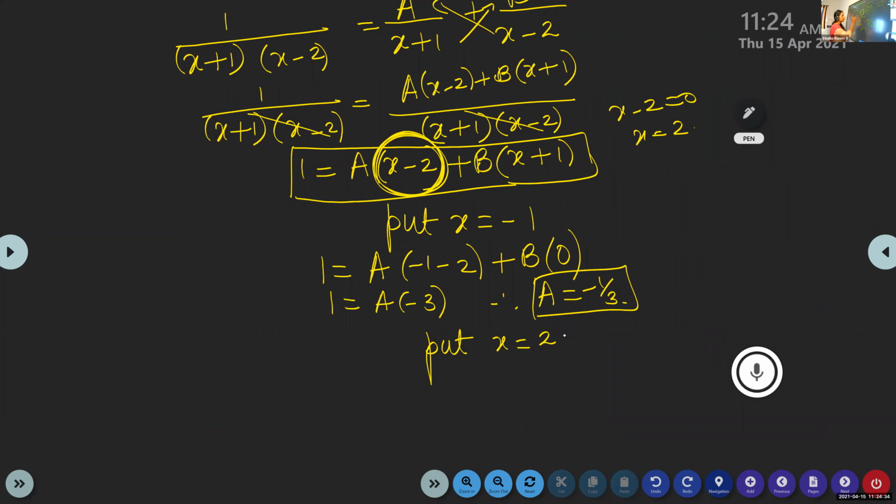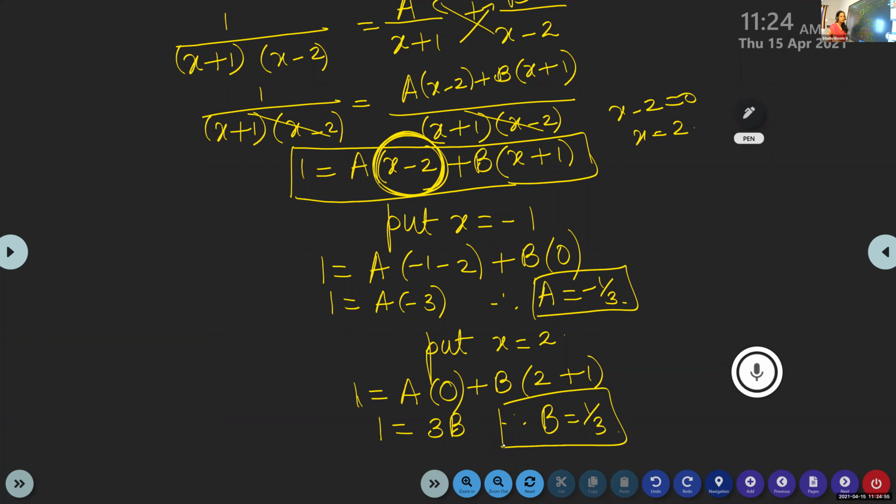When you put x as 2, we will get 1 is equal to A into 2 minus 2, which will become 0, plus B into 2 plus 1. So you'll get 1 is equal to 3B. Therefore, what is B? B is 1/3. So we got the values of A and B.